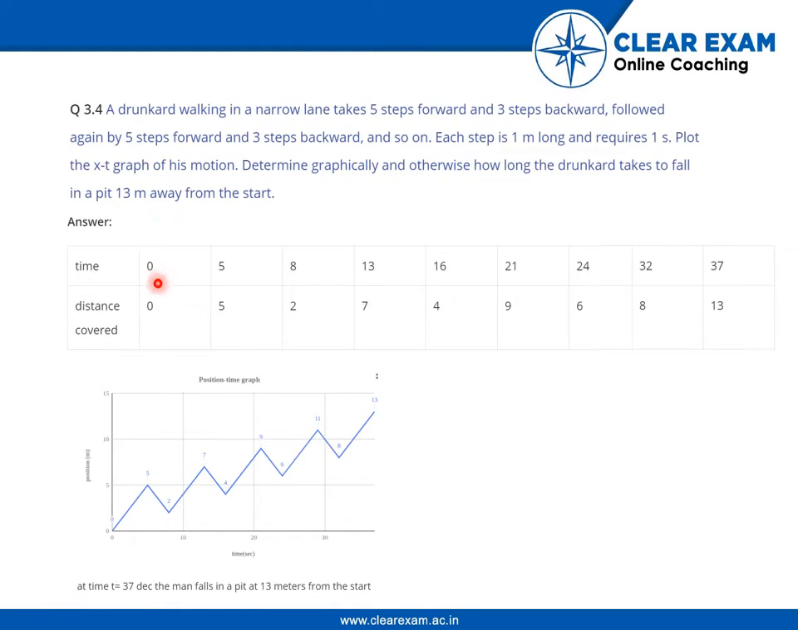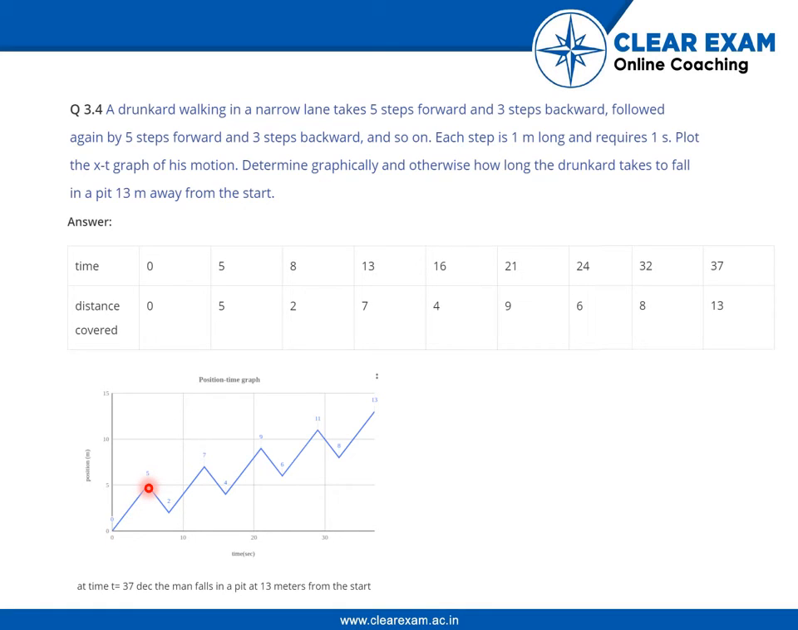So when t is equal to 0, x would be equal to 0, which is this point, because in this particular graph the horizontal line relates to the time dimension and the vertical line relates to the position or distance covered dimension. So when t is equal to 0, x is equal to 0. When t is equal to 5, x is equal to 5, which is this point. So we need to join these 2 points.